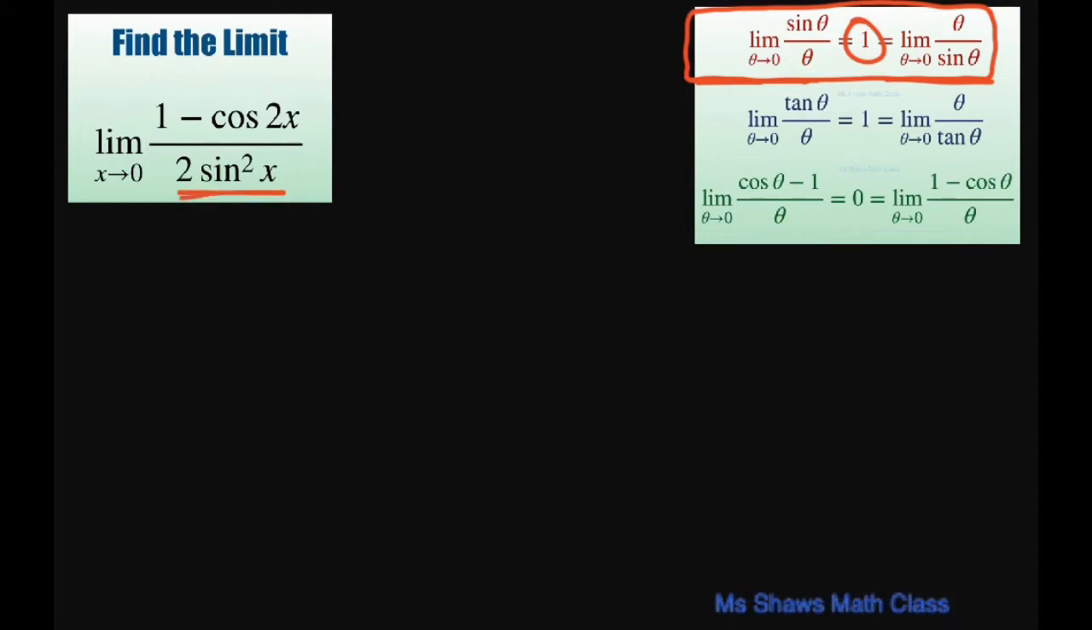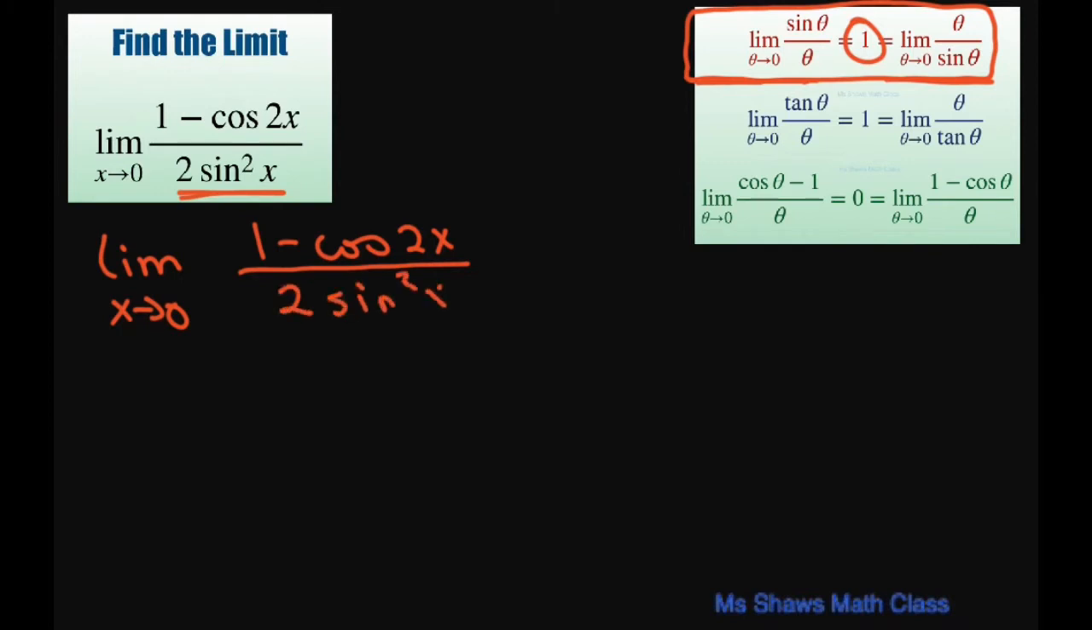So let's rewrite this as the limit as x approaches 0. I'm going to copy down 1 minus cosine of 2x, and we're going to fix this denominator. So I'm going to take 2 sine squared of x and multiply this by 1. In our case, it's going to be x squared divided by x squared. Alright, so I'm going to go ahead and put the x squared under here and do that. Now if you notice, this is all multiplying, so I can take this x squared and move it up here.